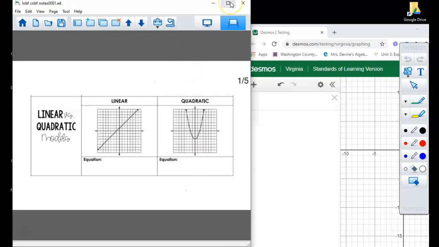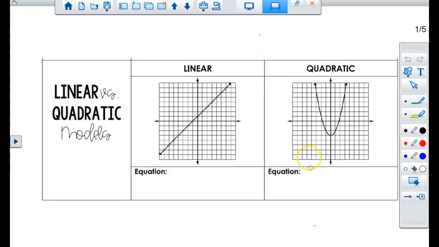All right, good morning. This morning I am going to be showing you how to find a line of best fit and a curve of best fit using your Desmos calculator. Now, on the screen here, what you'll notice is I have two types of graphs. These are the two types of graphs that you're going to be seeing for the next few days.